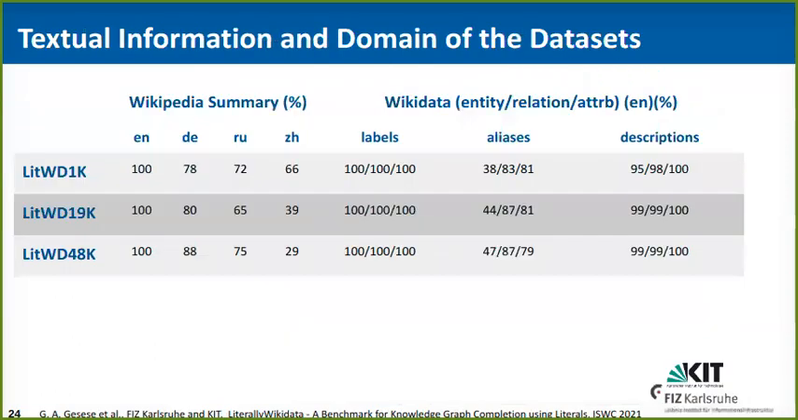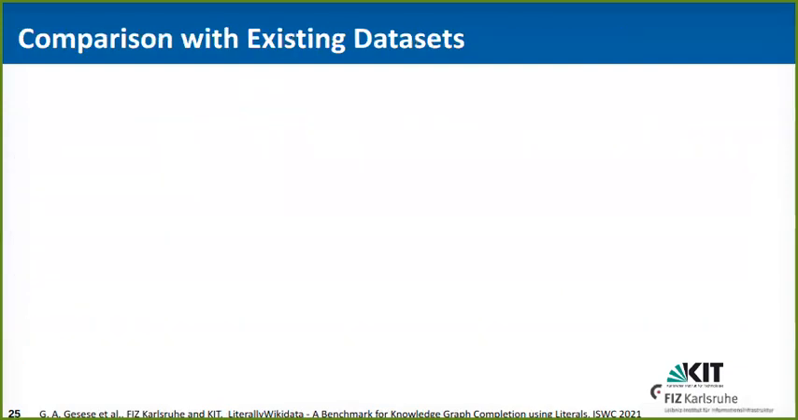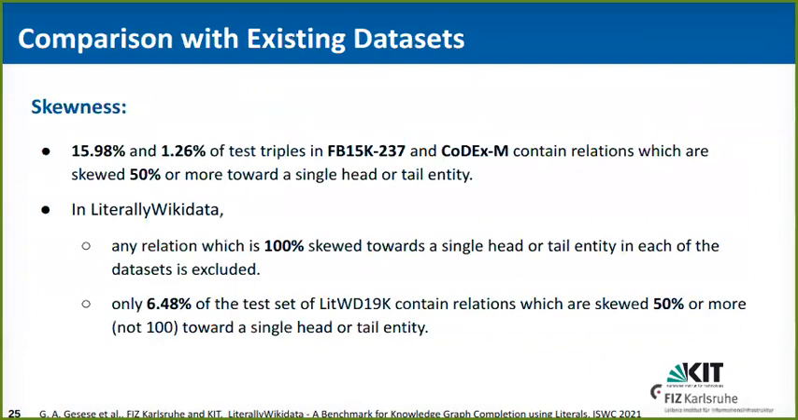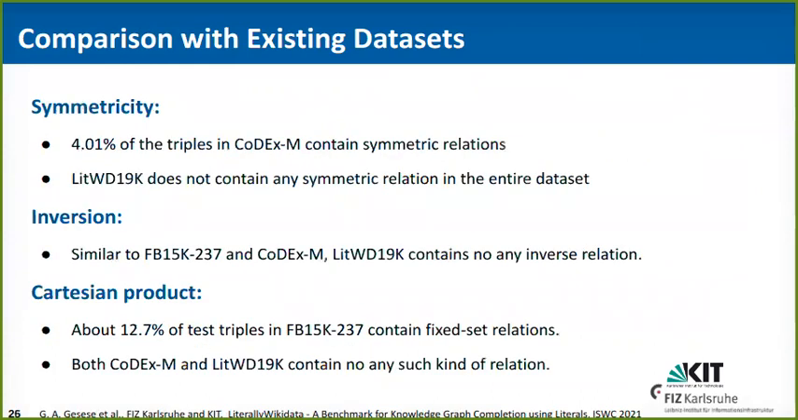In this table, we present the statistical information on the textual literals of entities from Wikipedia and Wikidata, along with some of the topics covered in this dataset, such as people, geography, entertainment, and etc. Now we compare the datasets with existing ones. In terms of skewness, ours do not have any relation which is skewed 100% of the time towards head or tail. LiterallyWikidata 19K does not have any symmetric, inverse, or fixed set relations.